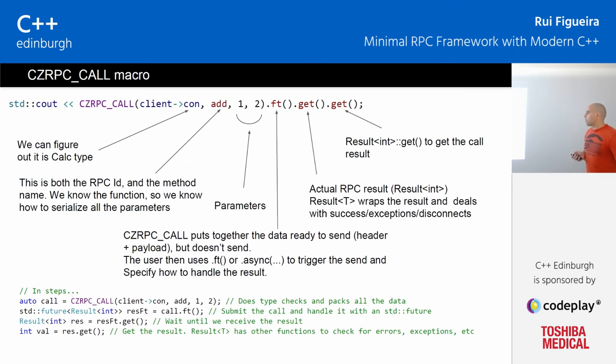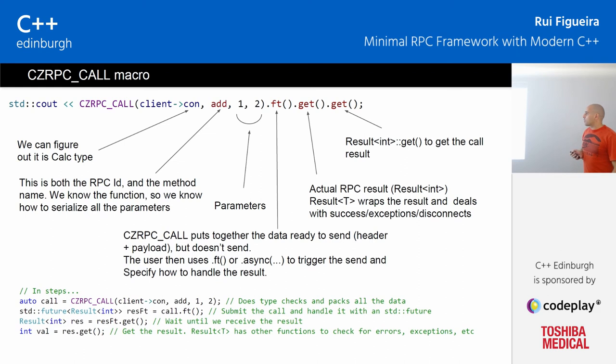So I can just map things and the parameters. So what this is doing here, let's see. Up to this point, the macro puts the data together, the payload and headers, whatever you need for the RPC. It doesn't actually send it, doesn't submit anything, because you need to decide what you want to do with the reply, right? Because in my case, I'm allowing handling the result in two ways.